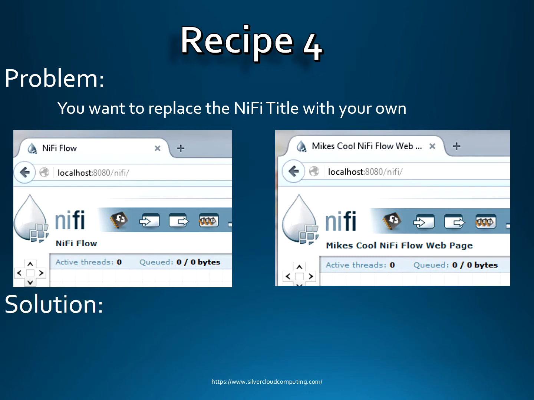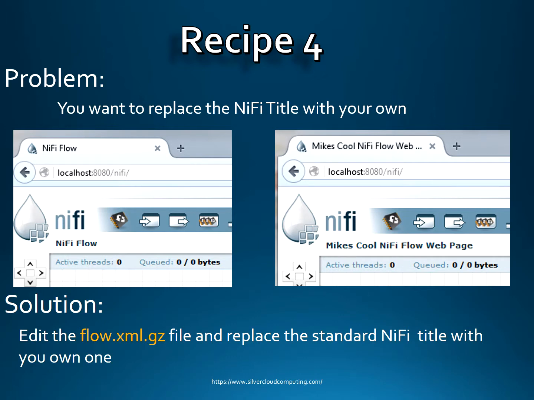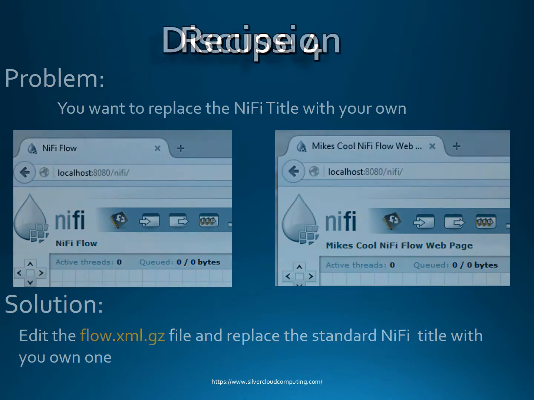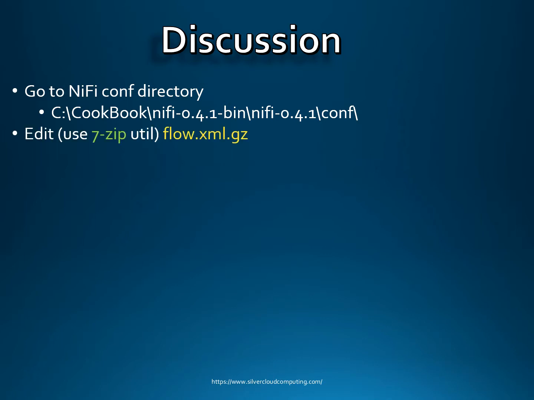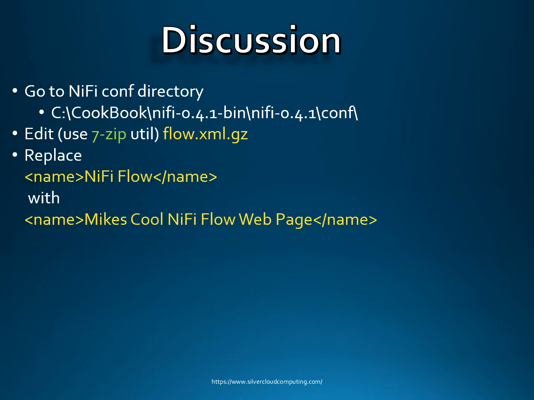And how you do that is you edit the flow.xml.gz file, and then you replace the standard NiFi title, which is NiFi Flow, with your own. How that works is you go to the NiFi conf directory, whatever version of NiFi you're running, and again, I use 7-zip to edit the flow.xml.gz file, and then you just replace the name where it says NiFi Flow with your own name. And I'm going to show you how to do that in a video demo right now.